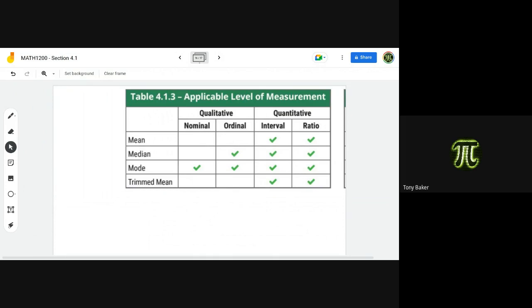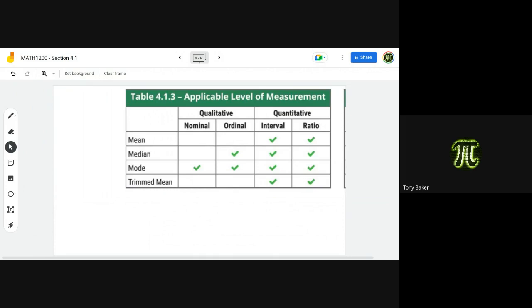You can find your mode always, okay? And if you can put the data in order, which means it's ordinal, there is a possibility of you being able to find the median. Even if it's like star reviews, like 1 star, 2 star, 3, you can't add or subtract those, but I can easily find the median of those values.